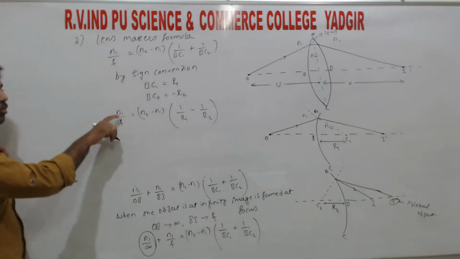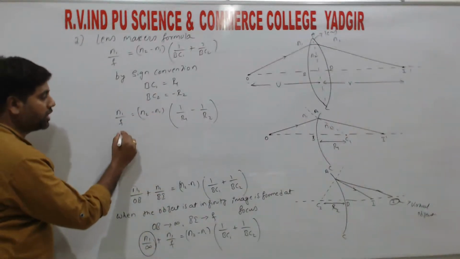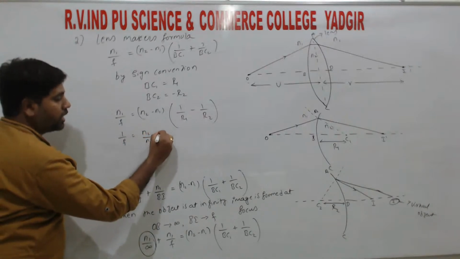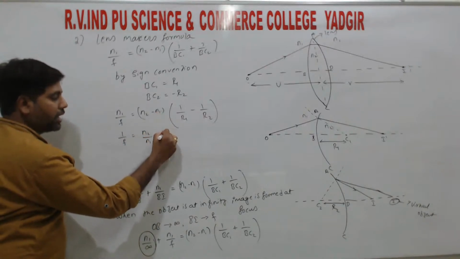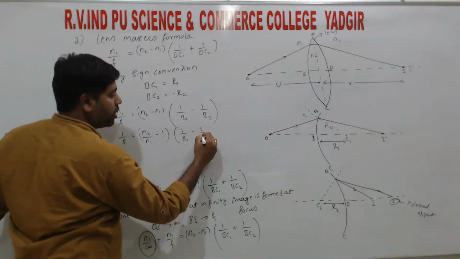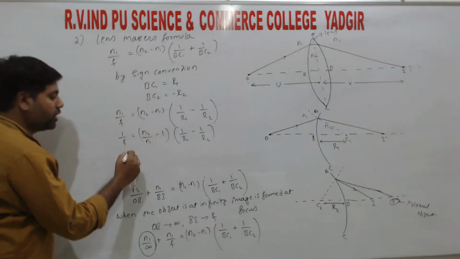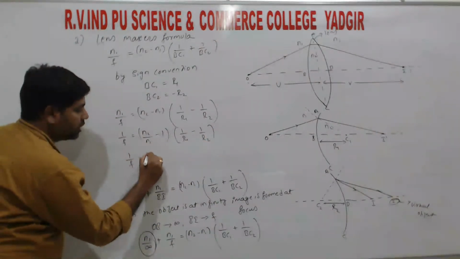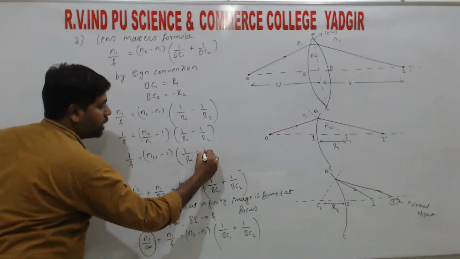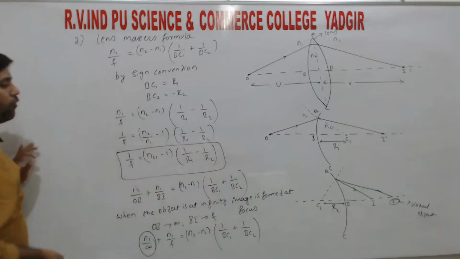Here we can stop, or divide the whole equation by n1. Then 1 by f equals n2 by n1 minus 1, since n1 by n1 gets cancelled, times 1 by R1 minus 1 by R2, right? From the definition of refractive index, n21 minus 1 times 1 by R1 minus 1 by R2. So this is the lens maker's formula.